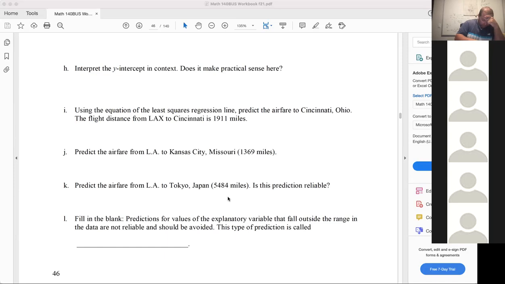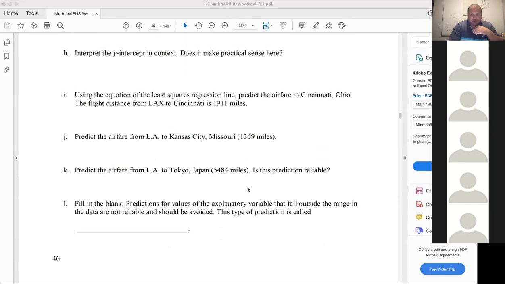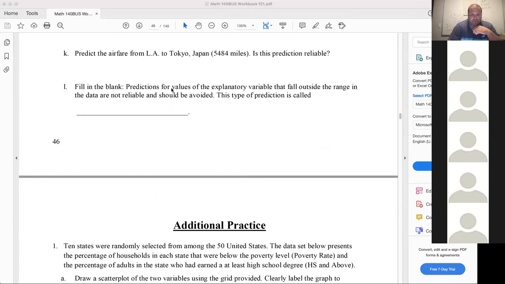Is it outside of the range? Yes, it is. Okay, can we extrapolate? I mean, your answer is correct, but is the prediction reliable? The answer is no. Yeah, I just didn't know. I know we should have checked that, but I wasn't able to check because I don't have it up right. Gotcha. But yeah, that's it. Predictions for values of the explanatory variable that fall outside the range in the data are not reliable and should be avoided. This type of prediction is called extrapolation.